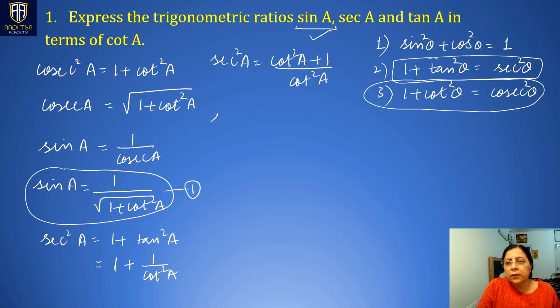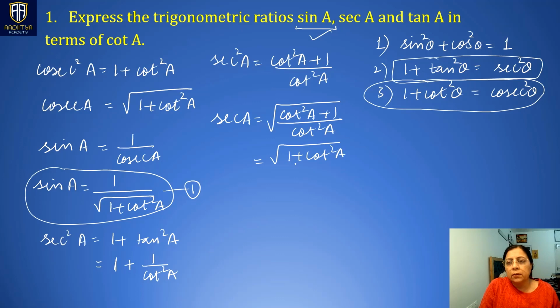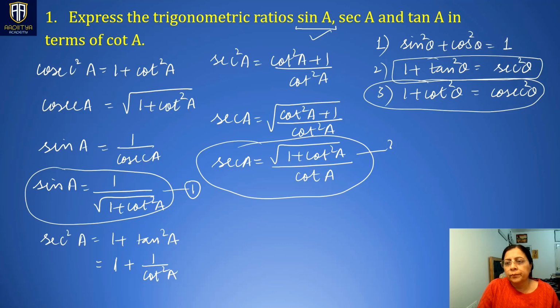So finally we can take the value of secant A as the square root of this whole term, 1 plus 1 upon cot square A, which ultimately can be written as under root of 1 plus cot square A, and we can take out the square root of cot square A, which is cot A. So secant A can be written as this in terms of cot A. This is the second result we have got.